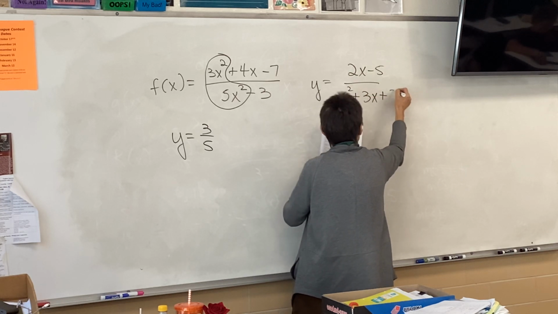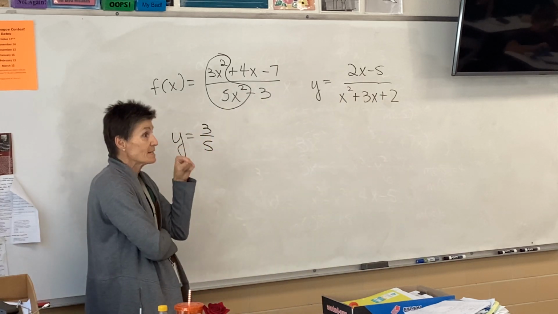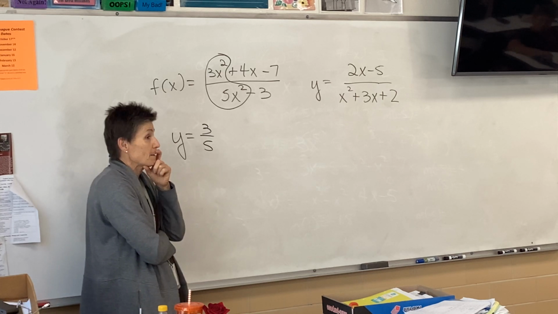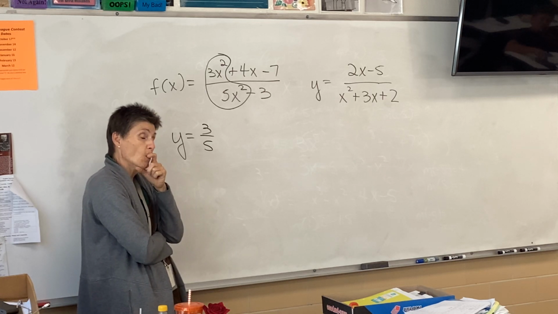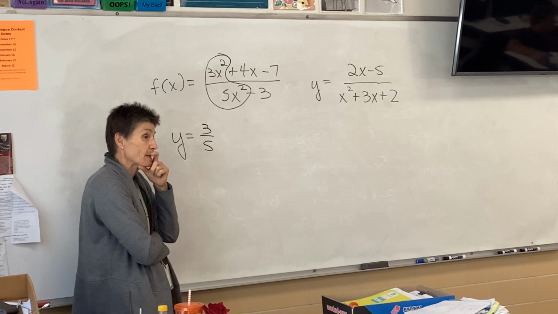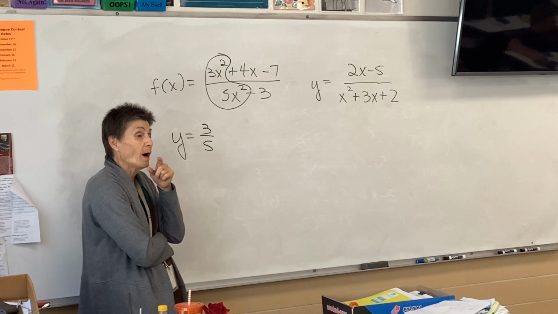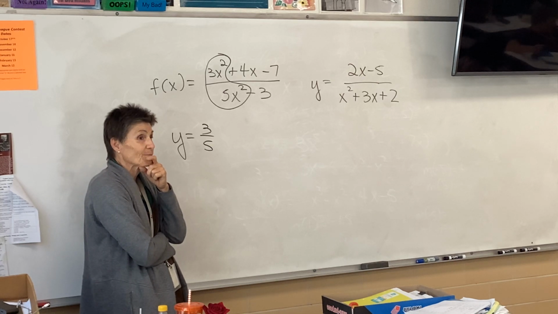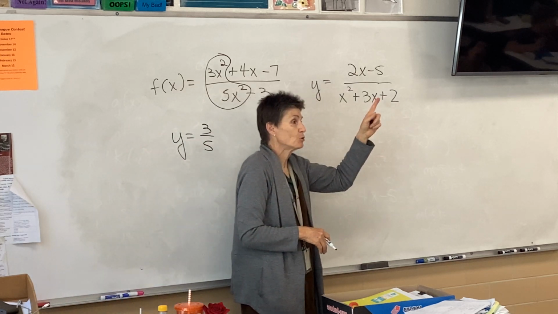Take a look at this and tell me what you think the horizontal asymptote might be. This has a horizontal asymptote. What do you think it might be? 2. Good guess. No. I get it though. I totally get where that came from, but no. 0. Who said that? Why, Drew? Because the bottom has a higher power, so it'd be like 1 over. Exactly. Remember, we're talking about letting x go to infinity.